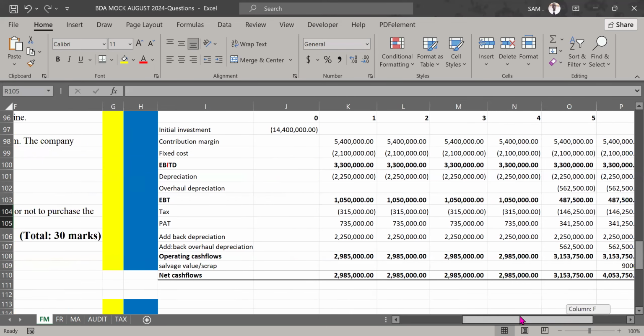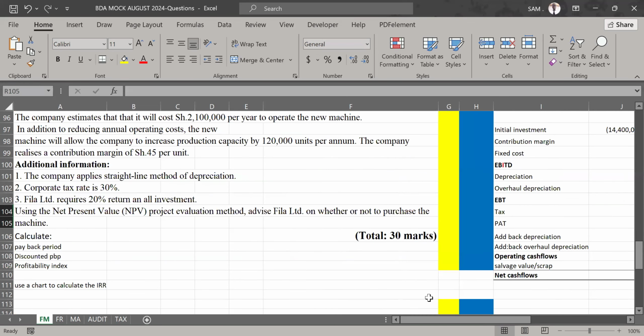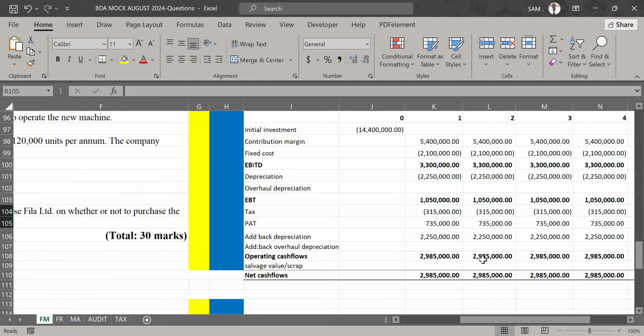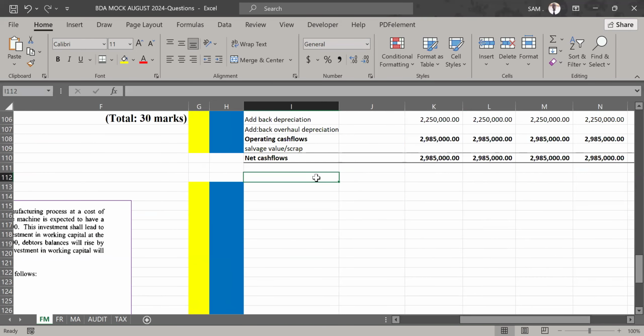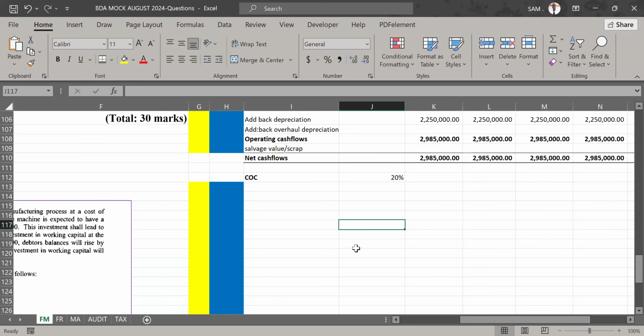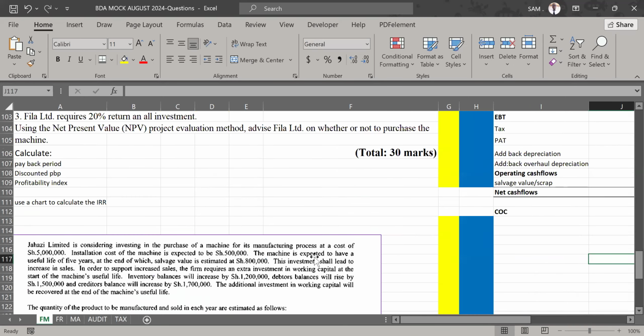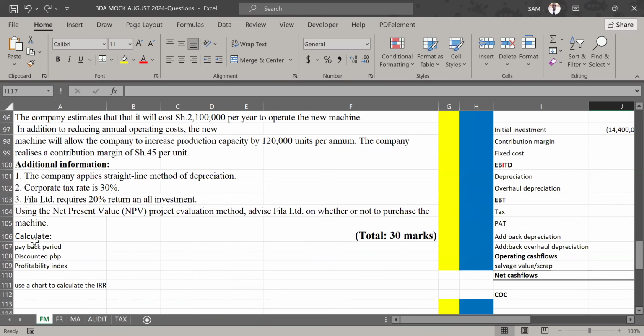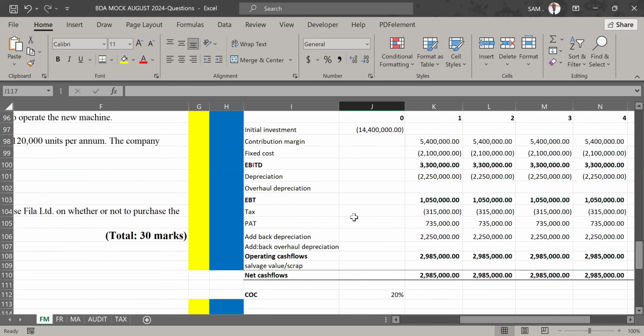So we go to the additional information and get something the examiner told us. The examiner told us in note 3 that Fila Limited requires 20% return on all investment. So that is the rate of return. In other words, that is the cost of capital, the COC. We've been told it is 20%. Even the examiner told us the project evaluation technique that we employ here: you are told to use the net present value method. So the examiner even told you what to use, and there is nothing difficult here.